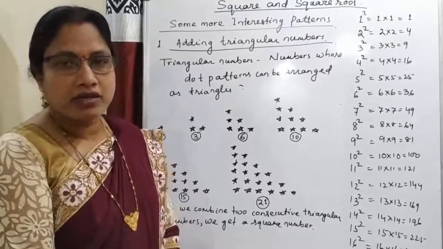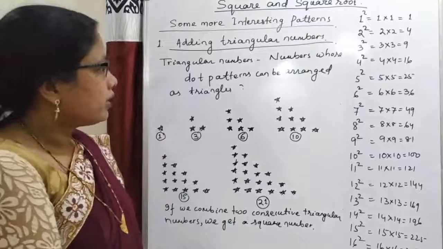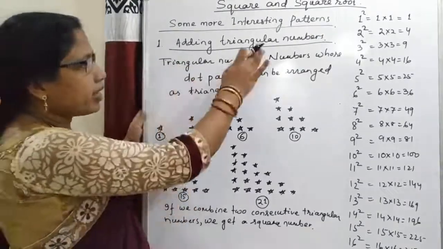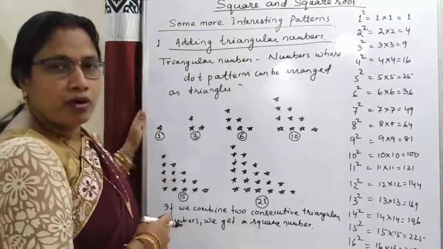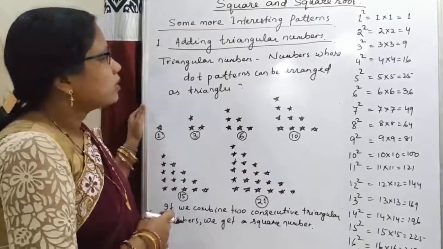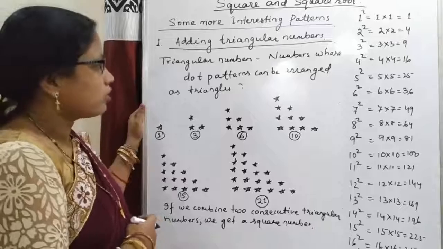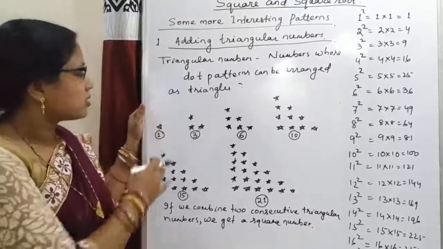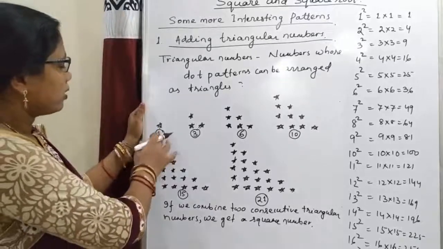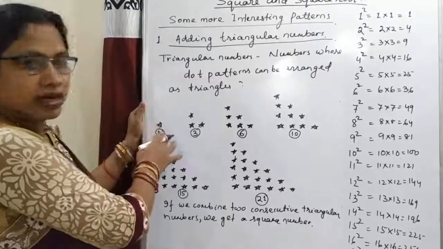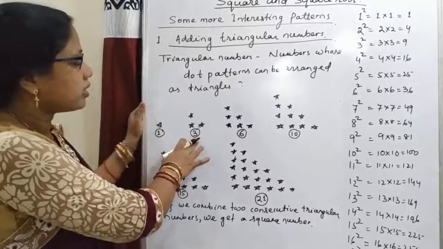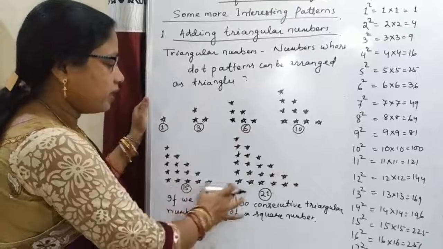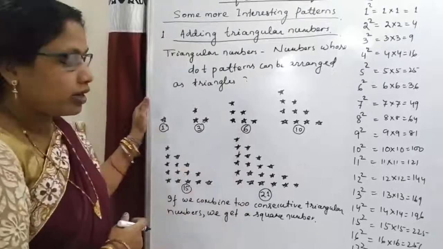Let us discuss some more patterns regarding square of a number. So first, adding triangular numbers. All of you know what a triangular number is. Triangular numbers are the numbers whose dot patterns can be arranged as triangles. Like this, 1 can be arranged like a triangle. So 3 is a triangular number, 6 is a triangular number, 10, 15 and 21, these are triangular numbers.